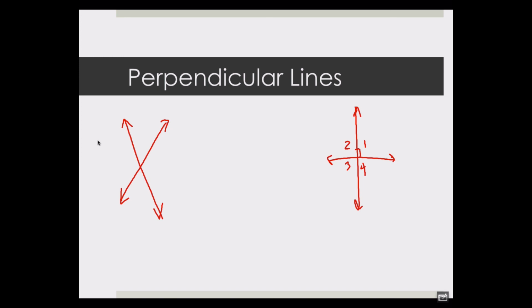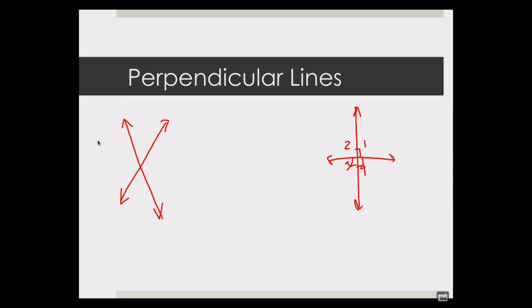Supplementary. No. Adjacent, and no. Well, yeah, they are congruent, but that's not one of the pairs you're talking about. Somebody say it? Linear pair, correct. So that makes that 90. Same relationship with 3 and 4.